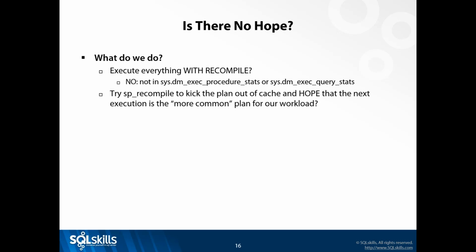Now, you could do an SP recompile and kick the plan out of cache, hoping that you are the next execution and that your execution is a more common combination of parameters so that subsequent users will benefit. But what if you don't get there first? There's no guarantee of this. That really only fixes whoever gets there first after that recompile, which might not be you. So that's not a great fix at all.